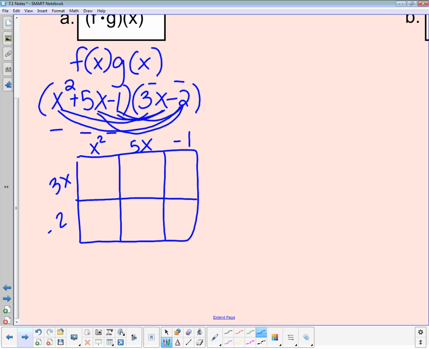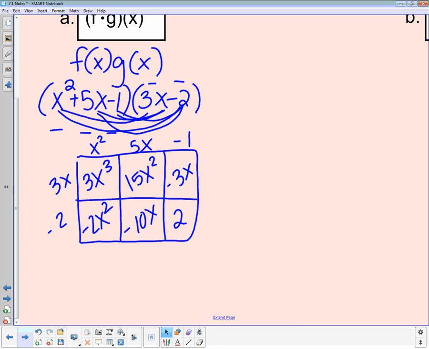If we find the area of each box, we have 3x times x squared gives us 3x cubed, 3x times 5x gives us 15x squared, and 3x times negative 1 is a negative 3x. Moving down to the second row, we have our negative 2 times x squared gives us a negative 2x squared. Our 5x times negative 2 is a negative 10x, and negative 2 times negative 1 is a positive 2.